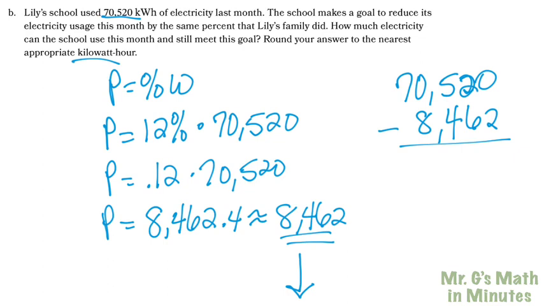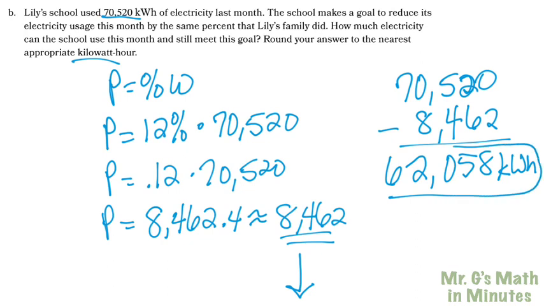So 70,520 minus 8,462 means that the school can use 62,058 kilowatt hours this next month and be able to meet their 12% decrease goal.